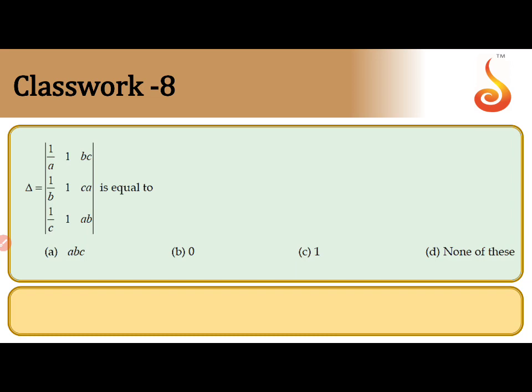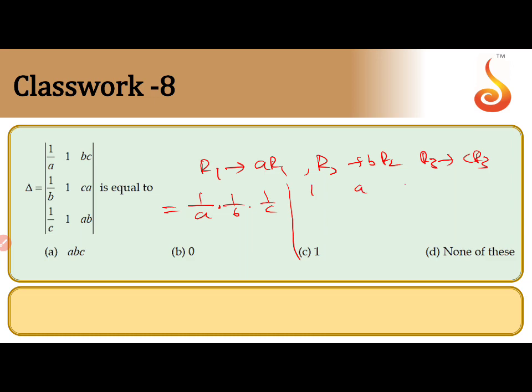What you can do here is multiply R1 by A, R2 by B, and R3 by C. When you multiply a row by any number, you must divide by that number. So if I multiply by A, you divide by A; if you multiply by B, you divide by B; if you multiply by C, you divide by C. If I multiply the first row by A, I get 1, A BC; 1, B ABC; 1, C ABC.